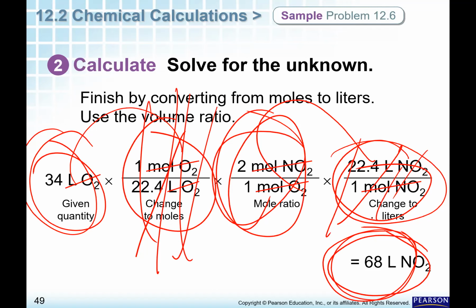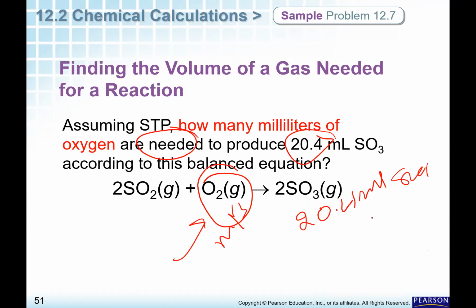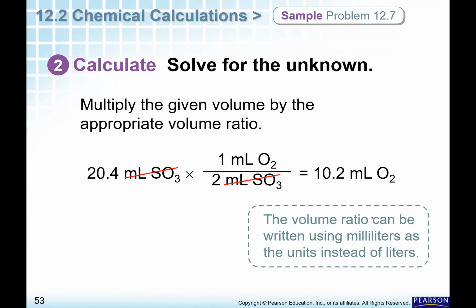Okay, if we want to convert it, what you did is not correct. 20.4 times 22, how can it be like that? You multiplied milliliters by liters over 1 mole. Is that correct? No. If you want to convert it, it should be the opposite. Anyway, we don't have to do that. So all we need to do is the following.